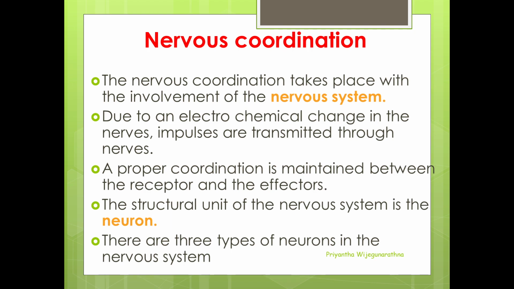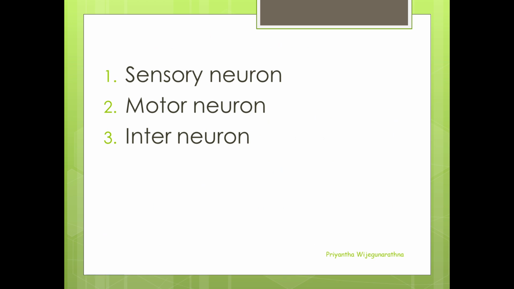there's a structural unit. Your nervous system is made up of a very large number of such structural units, a kind of cell called a neuron. In grade 10 you learn about the three kinds of neurons: sensory neuron, motor neuron, and interneuron. Neuron is the structural unit of your nervous system. Sensory neuron, motor neuron and interneuron.